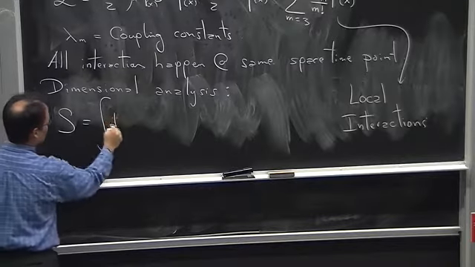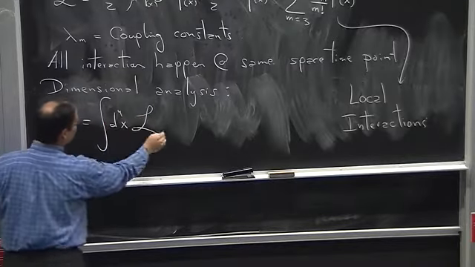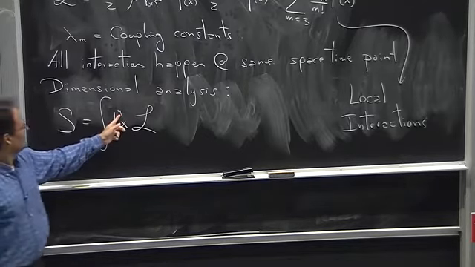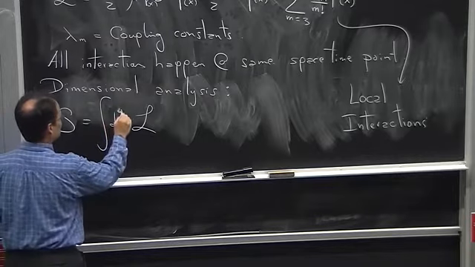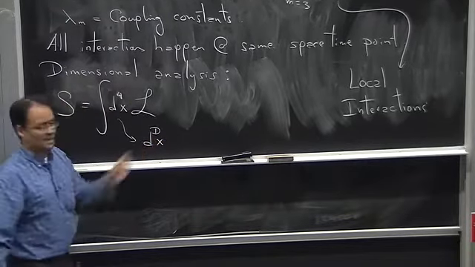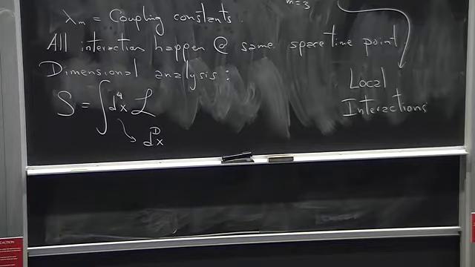We know the action is the integral d^4x of L. So what I want you to do is to put a d here. Okay? We can establish notation and say that when you want to generalize this, you can call this capital D. Okay?